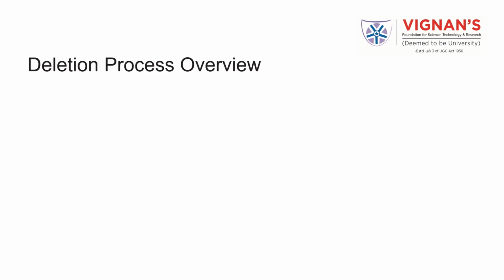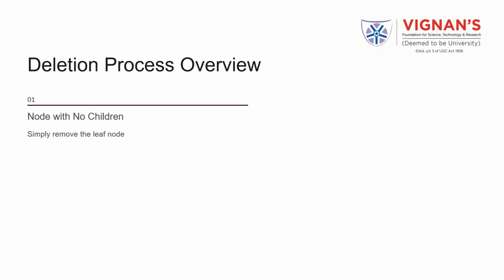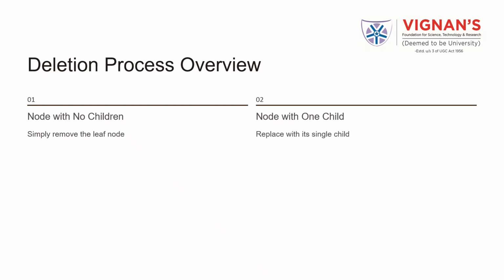Deletion process overview. Deletion in a red-black tree is handled by first identifying the type of node being removed. If the node has no children, it is a leaf node. In this case, the node is simply removed from the tree. However, if the node is black, its removal may introduce a double black situation that must be fixed. If the node has exactly one child, the node is removed and replaced directly with its single child. Here again, if a black node is removed, a double black condition can arise and needs correction.